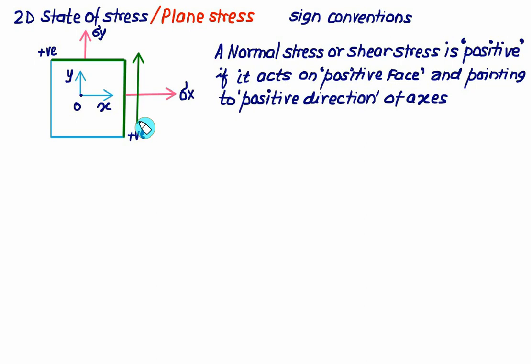For this arrow, which is on the positive face and pointed toward the positive of the y axis, the value of the shear stress is taken as positive. So here sigma x, sigma y and tau xy are all taken as positive values. So whatever calculation you do, you have to represent the state of stress as sigma x positive, tau xy positive, sigma y positive.